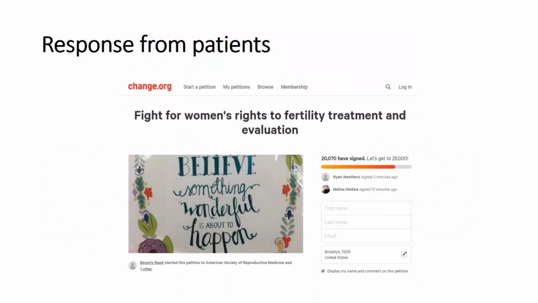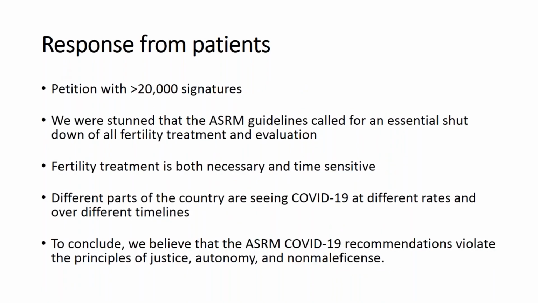Patients had a very different view, and that petition that I mentioned was put out online on change.org, and to date, as of yesterday, I believe more than 20,000 mostly patients have signed this petition basically protesting the task force recommendations to suspend treatment. And some of the text in that petition reiterates that they were stunned that the guidelines called for essentially the shutdown of all fertility treatment, that treatment is necessary and time sensitive, that different parts of the country are seeing different rates of infection over different timelines, and basically they felt that it violated certain principles of patient autonomy and justice. And so that was the patient response.